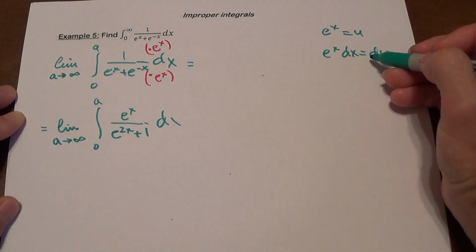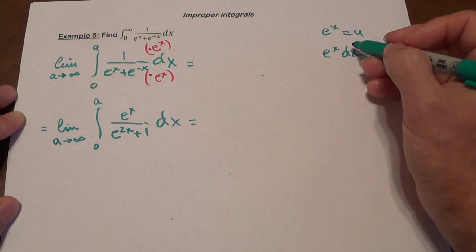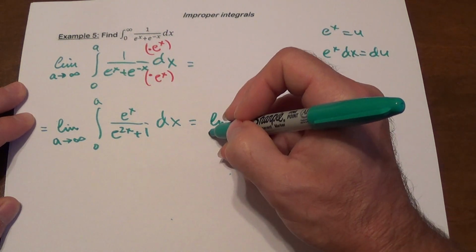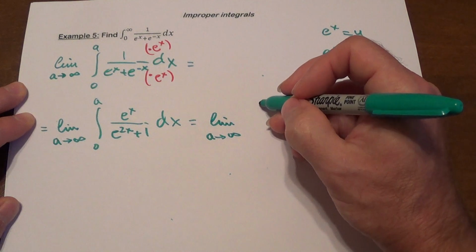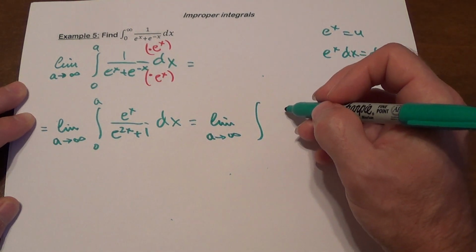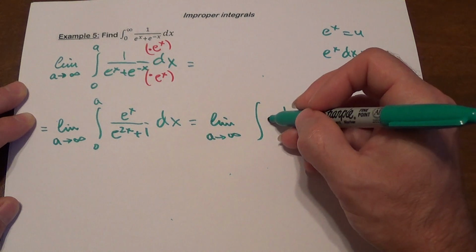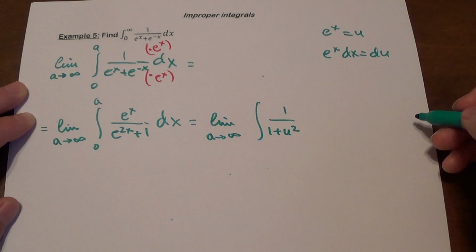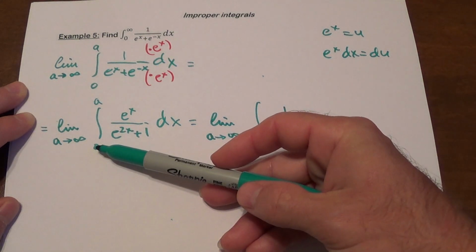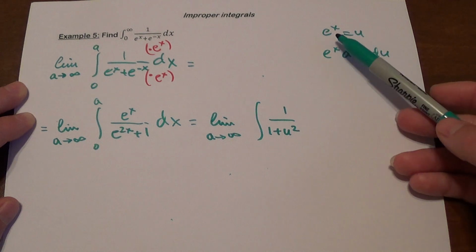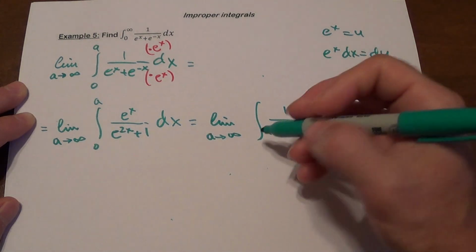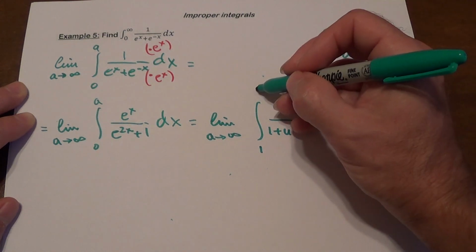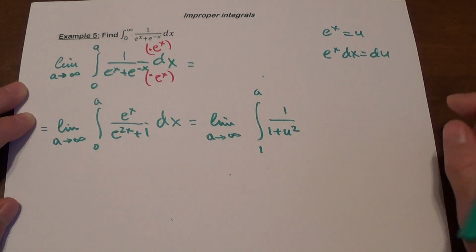Now this u-substitution, I'm going to actually do it. The limit as a approaches infinity of the integral, after the substitution, is 1 over 1 plus u squared. One thing we have to keep in mind is that because this limit was 0 but we go into a different variable, you have to plug this 0 into the function, so the lower limit is going to change to 1. The upper limit will still remain infinity, because when you plug infinity into this function, it's still infinity.